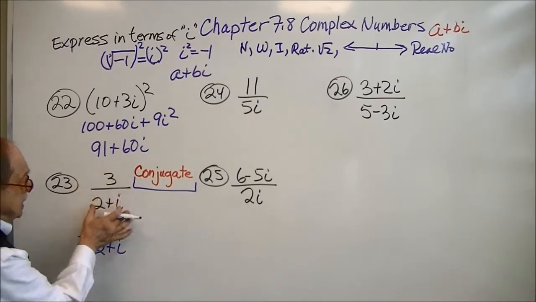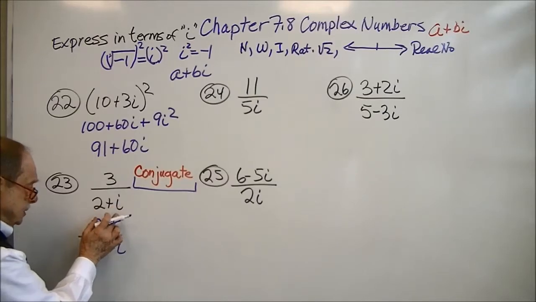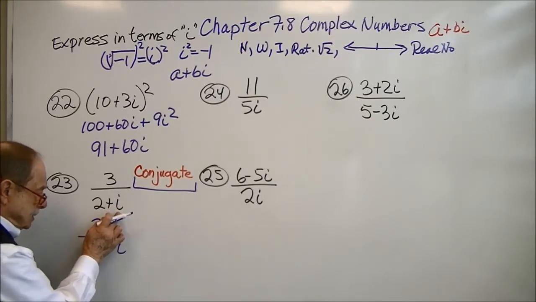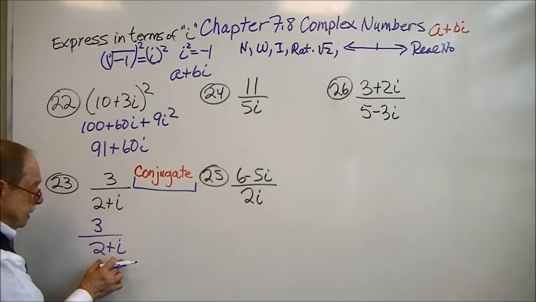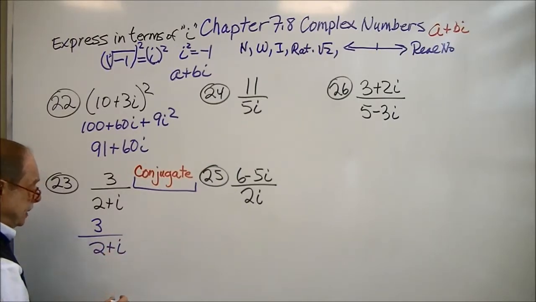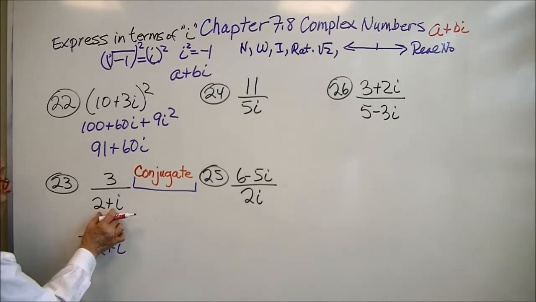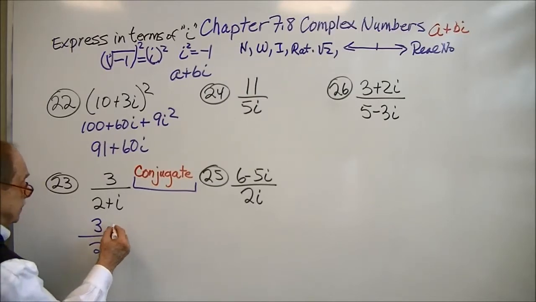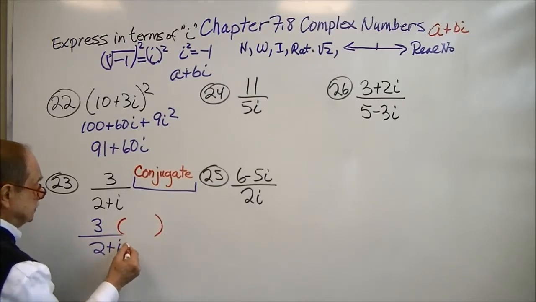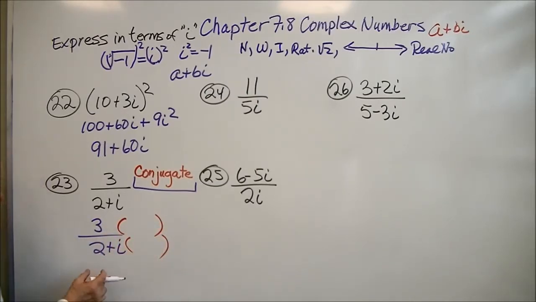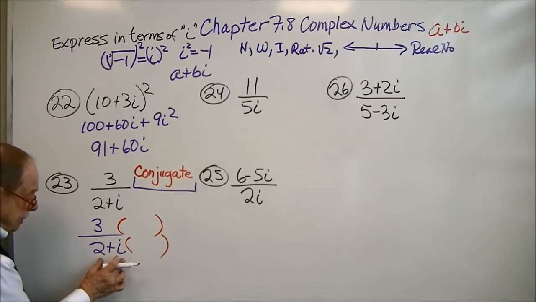When we have a division of fractions in which there is an imaginary number in the denominator, we want to get that out of there. And to do so, we multiply it by its conjugate. That is, the denominator by its conjugate. So what is the conjugate of this?